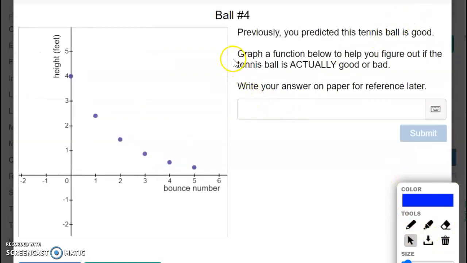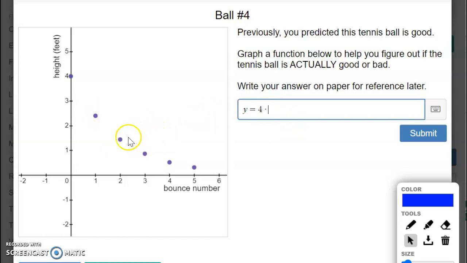Card number 14. Previously you predicted this tennis ball is good. Graph the function below to help you figure out if the tennis ball is actually good or bad. Write your answer on paper for reference later. So I can say this again is starting with 4. Then multiply that by, what is the multiplier here? What is the value? 2.4 to 4. 1.44 to 2.4. So I can use either of that. So I can use 1.44 here.